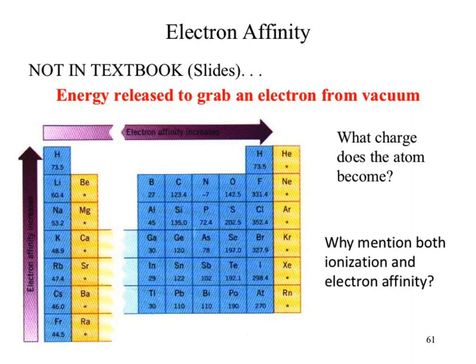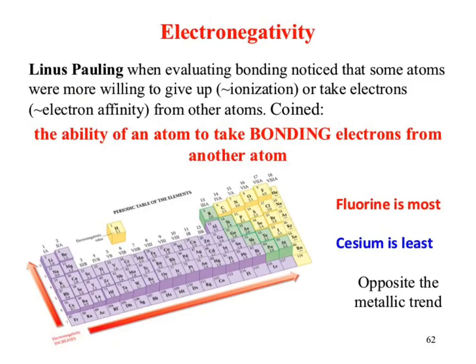Which then gets to the why. Why mention both ionization and electron affinity? Well, that really addresses this next slide, electronegativity. Depending on how electronegativity is measured or defined or quantified, one of those accepted quantifications is taking an average of the ionization energy and the electron affinity. Ionization energy is the ability to remove an electron. Electron affinity is the ability to shove an electron in from vacuum.